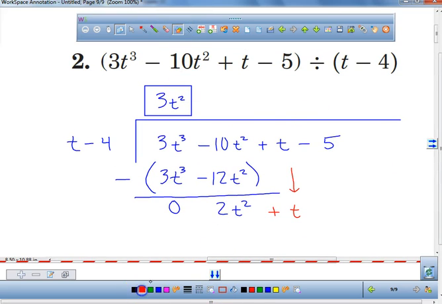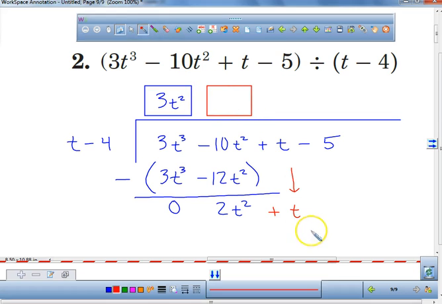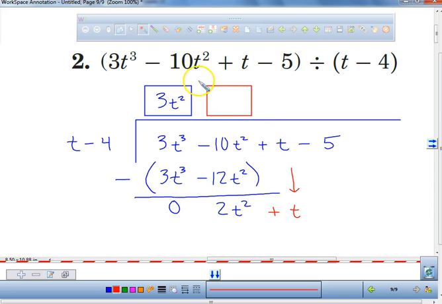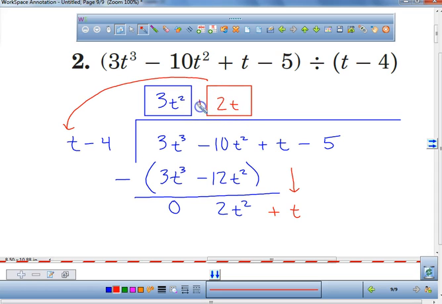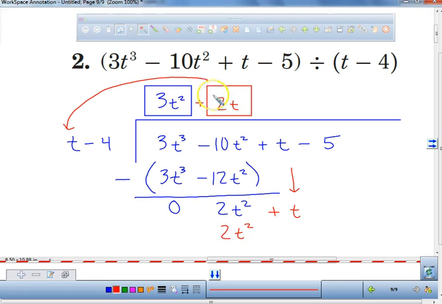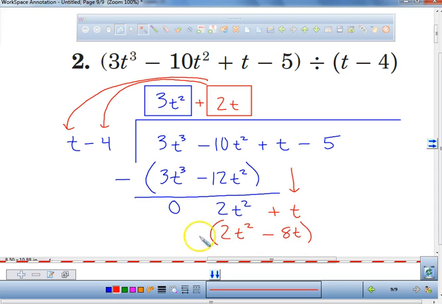And now I'm going to figure out the next number. What number times t gives me 2t squared? And you said 2t. I'll just put the plus right here. And that's going to be 2t squared. But then I also have to do what? 2t times a -4, and that's going to give me a -8t. Then I have to put this in parentheses and do a what? Subtract it. Okay?